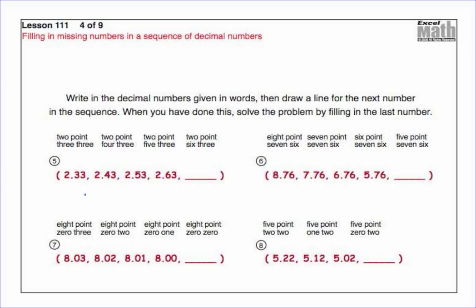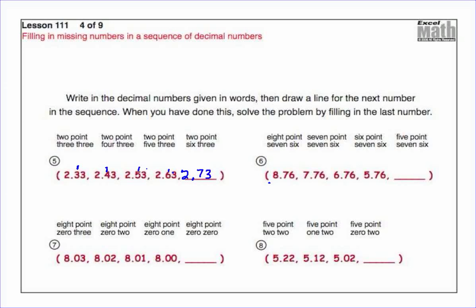All right, this is what you should have filled in on your paper. First one, we have 2.33, 2.43, 2.53. You can see what's changing is the number in the tenths place each time. So if it goes 3, 4, 5, 6, this one should be a 7. The 3 stays the same on the end. And then it's 2.73.